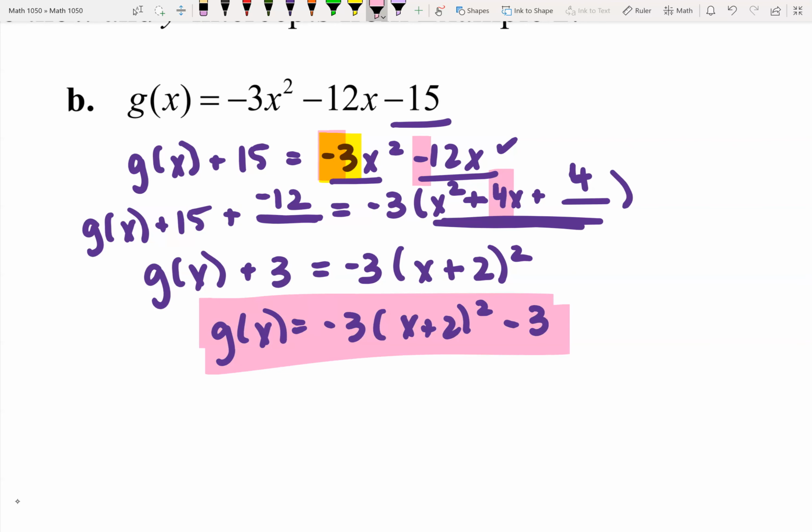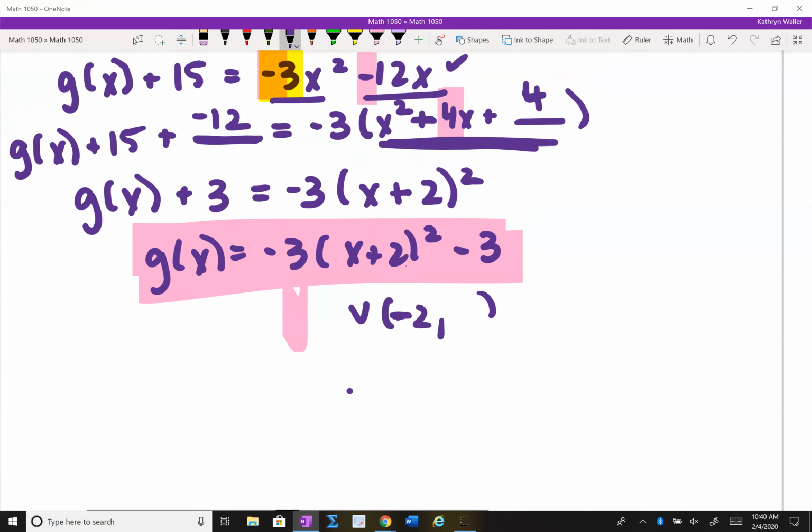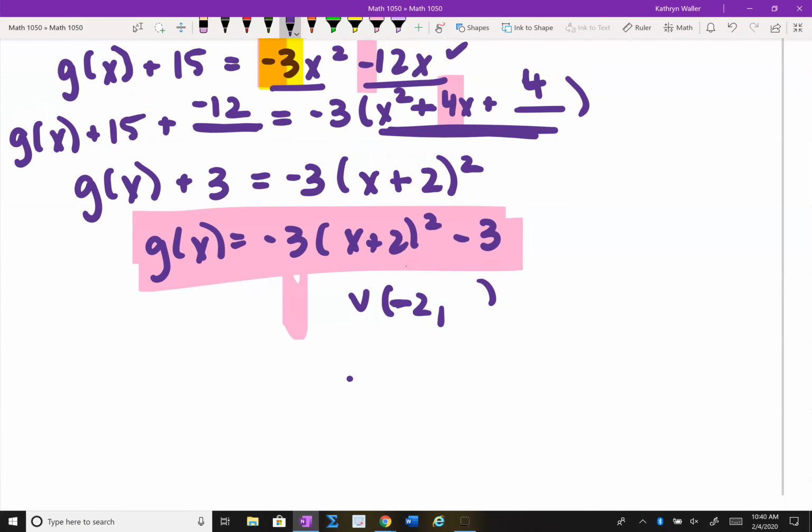Okay? Down below, they ask us to list our vertex and axis of symmetry. I'm just going to list mine right here. You can write yours wherever you want. Okay, so vertex, the h is here, the sign negative 2. The k is at the end, negative 3. Nice.